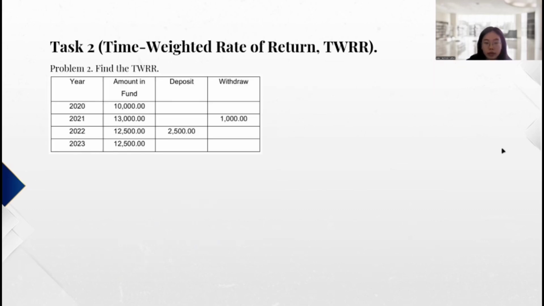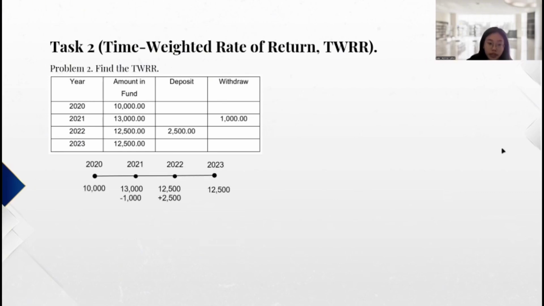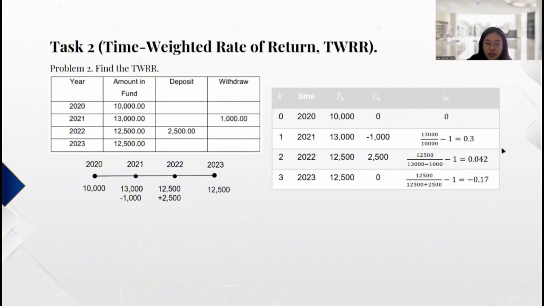The next problem involves calculating the TWRR over several years with deposits and withdrawals. Let's calculate JK for each period. When K equals 0, similarly we will get JK equals 0 since the CK is equal to 0. When K equals 1, using the formula we will get J1 equals 0.3. When K equals 2, J2 equals 0.042. And when K equals 3, J3 equals negative 0.17.